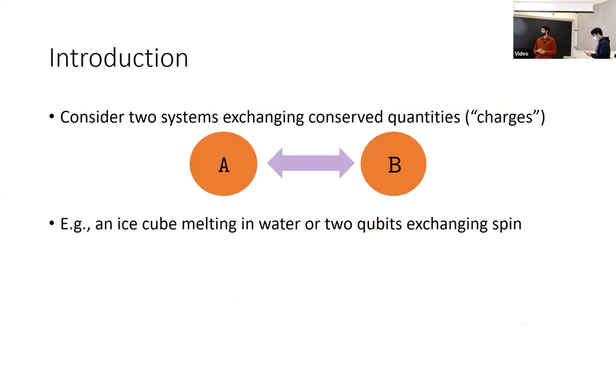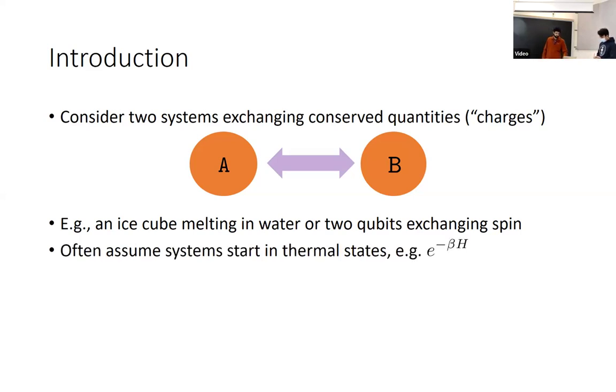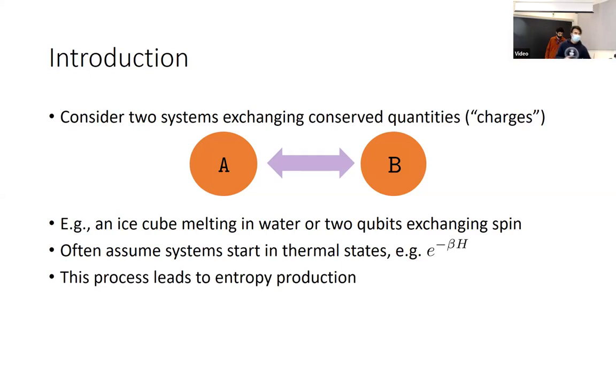That's a very simple classical example, but for a more quantum example, we could think about two qubits exchanging spin, where the total x, y, and z spin is conserved between the two qubits, but it's shuttled back and forth by some interaction. In these kinds of scenarios, we often assume the systems start in thermal states, like a Gibbs state. When the two systems are at different temperatures, we get some non-trivial dynamics. Ice cubes melt in water, they don't refreeze. Similarly, these processes are associated with some entropy production, some irreversibility.